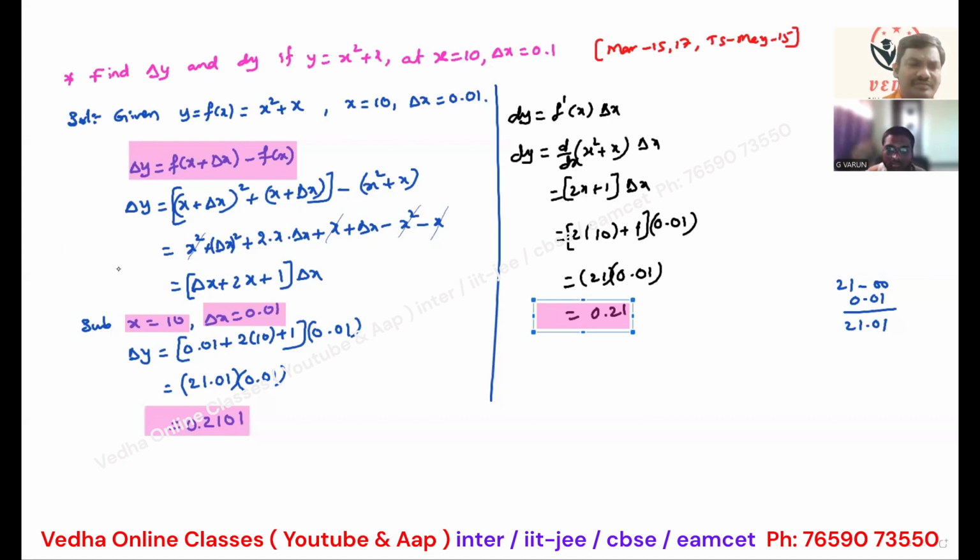Okay, so this is the delta y value and this is the dy value. These two are very important, compulsory, most repeated questions. After that, it is better to do this problem.